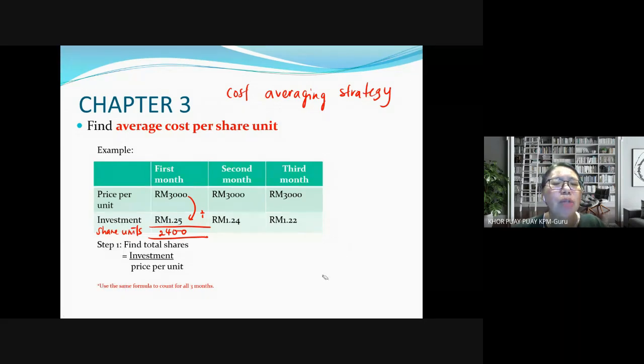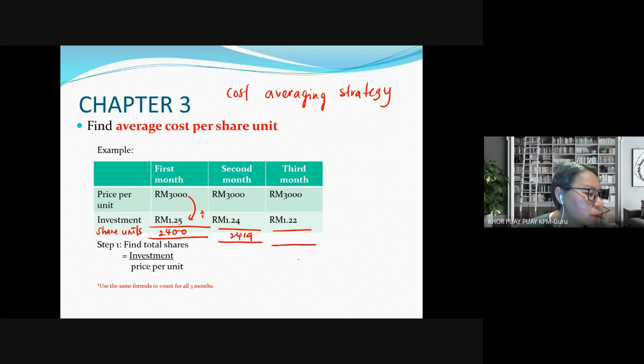Okay. So next, can someone find for me what is the share units for the second month? How many share units did you manage to buy using the 3,000 ringgit with the 1 ringgit and 24 cent? Okay. Thank you, Jinhee. 2419. Thank you. And the other one, thank you, Hadrian. Okay, next one, what about the third month? Third month, please, someone help me to count. 3,000 divided by 1.22. How much do you get? Zhishan says 2459. Hadrian also says the same thing, 2459. Thank you very much, everyone.